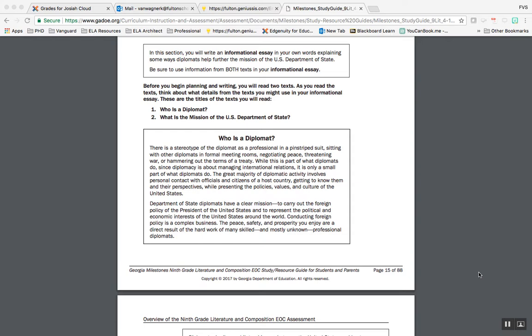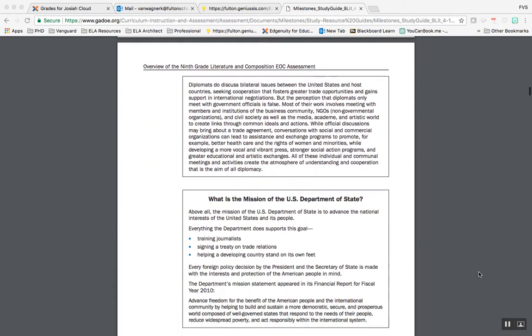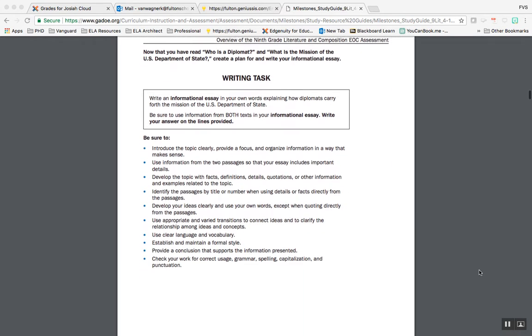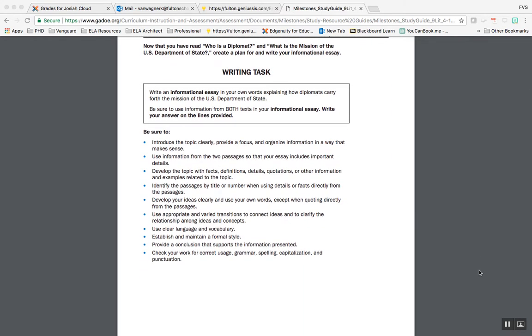So before you begin planning and writing, you will read two texts. As you read the text, think about what details from the text you might use in your informational essay. These are the titles of the texts you will read. Who is a diplomat? What is the mission of the U.S. Department of State? So here is the "Who is a diplomat," here is the "What is the mission," and then now you have your task. And look at how awesome this is that they give you a bulleted list of the different things that you need to do.